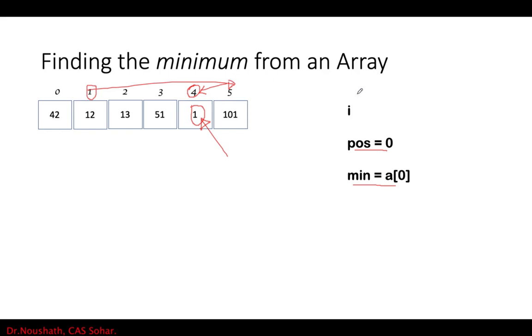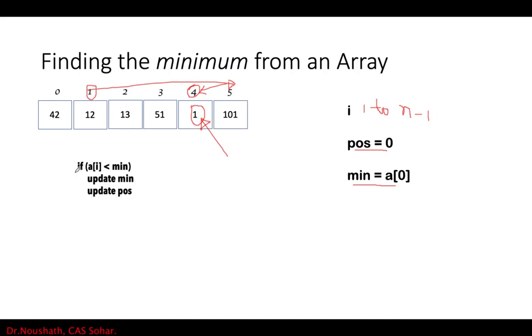Okay, so the I value will range from 1 to n minus 1, because here the number of elements n is 6. It will go all the way up to n minus 1, or you can say in the loop, I less than n. This is the limiting value of the loop variable I. Now let's start from the beginning.